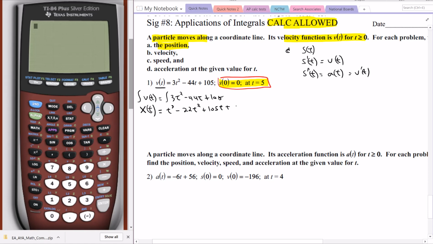Plus c, right? And this is a key thing here. To actually know the position, I need to know what c is. And that's where this piece of information helps me. I know that if I plug in 0, I get 0. Notice they're using an s. I changed it to an x just so you could understand what I was saying. So basically, I'm saying x of 0 is 0, meaning if I plug in 0, I should get 0 out.